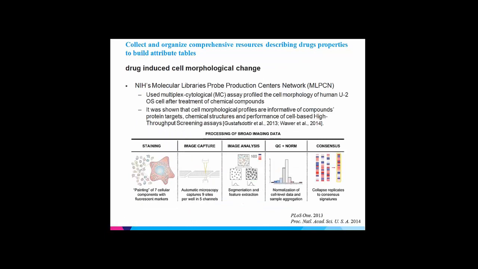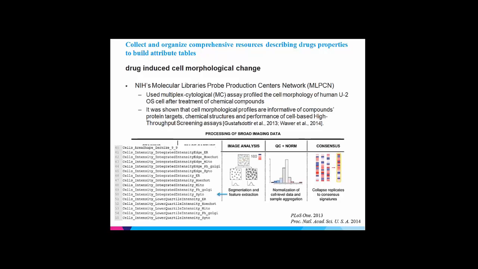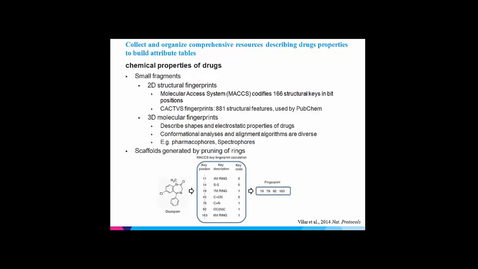Also, from the MLPCN project, we can get a morphological signature for each drug. In this data set, they have already processed the imaging data, and we can directly get the morphological descriptors based on their analysis.